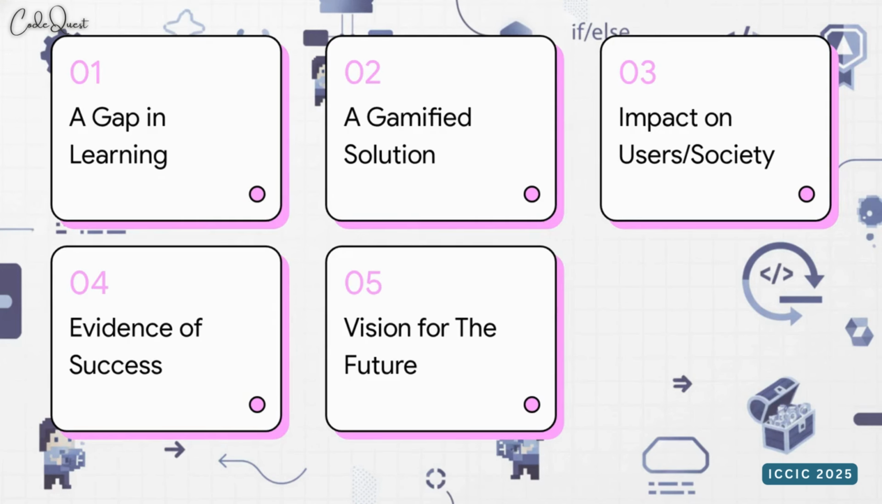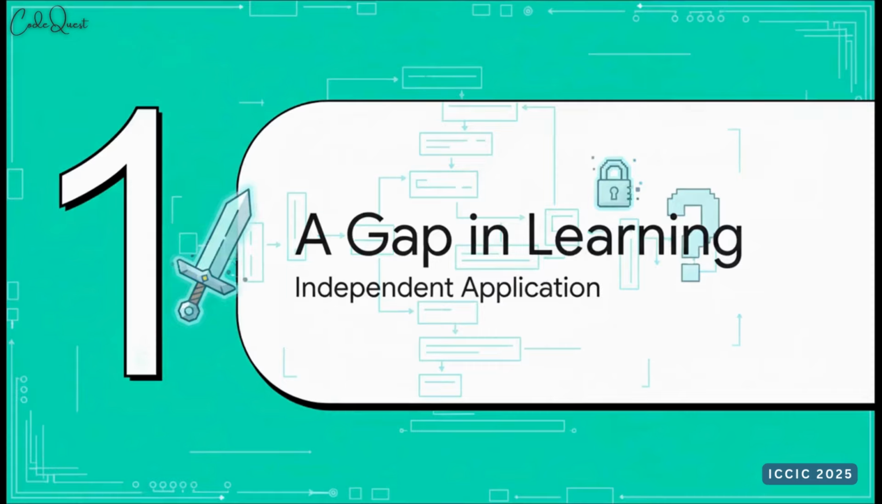So here's how we're going to break it down. First, we'll look at a major gap in learning. Then we'll dive into a gamified solution for it. We'll check out its impact, see the proof that it works, and finally, talk about what's next. All right, first up, a gap in learning. This is all about the challenge of putting what you learn into practice on your own.